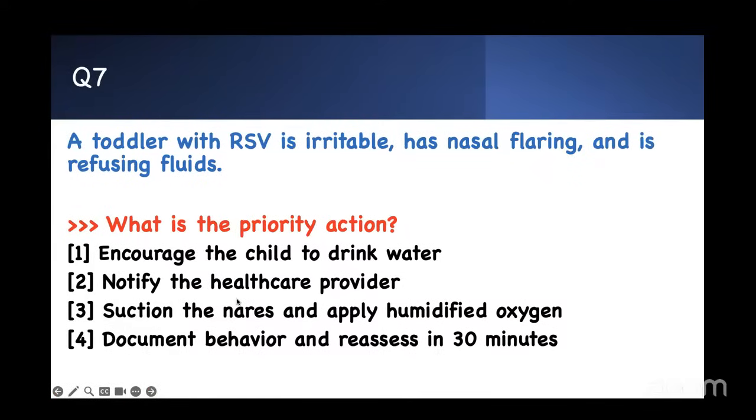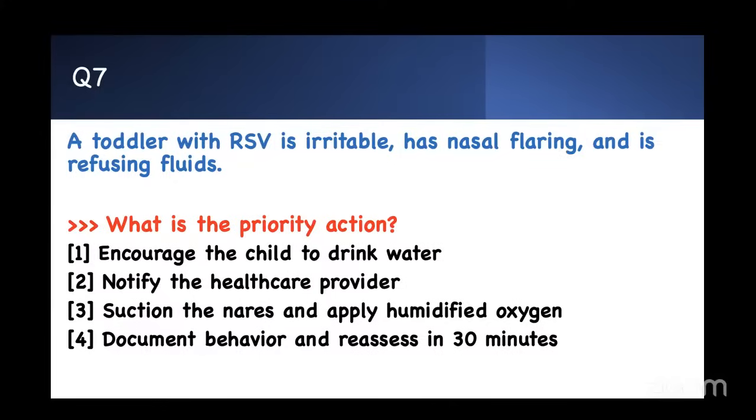7, a toddler with RSV is irritable, nasal flaring, and refusing fluid. I'm giving you everything the NCLEX will give you. This patient is in trouble. He's telling you he's not doing well. You have to apply a little bit of content, right? A little bit of content. You have to know your stuff. That one, you can't go away from it. Content is content. So you got to know it.